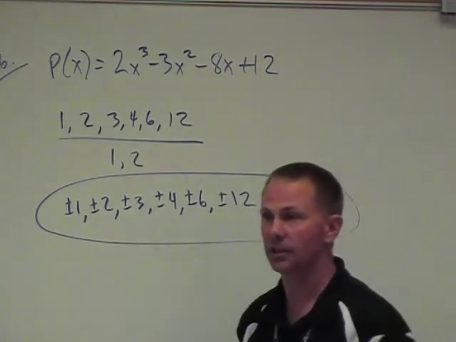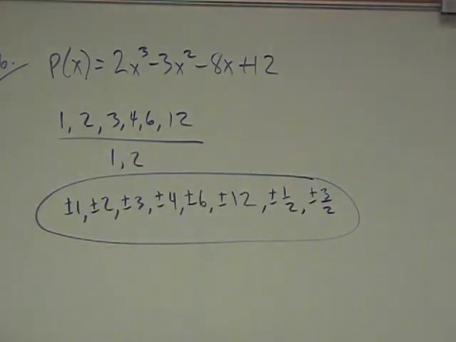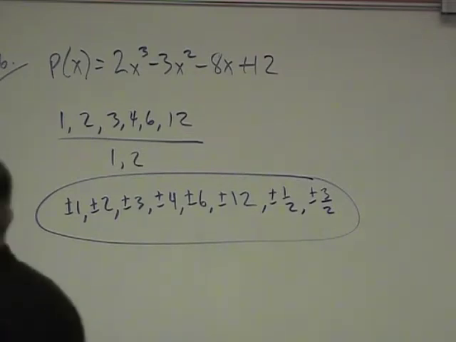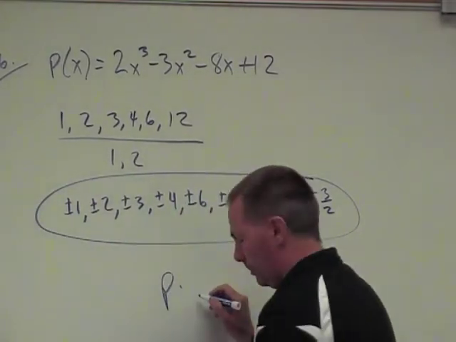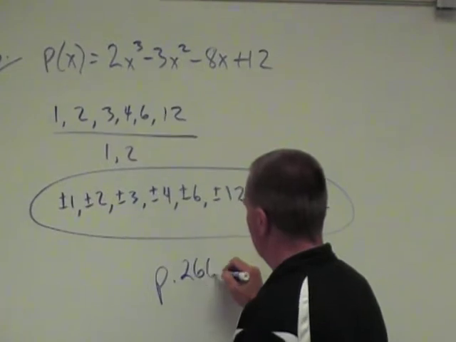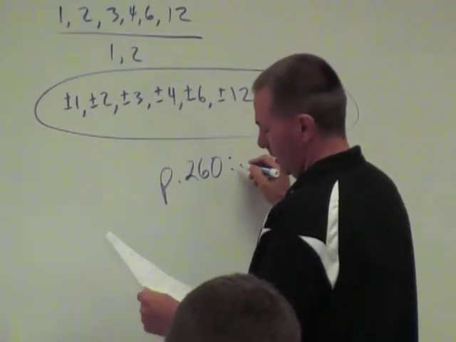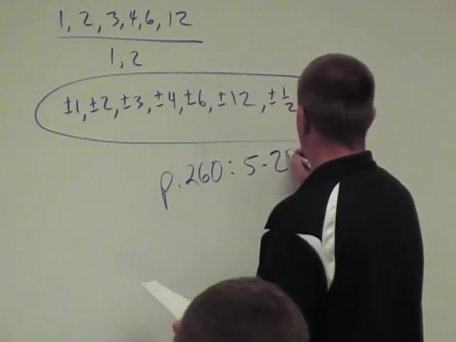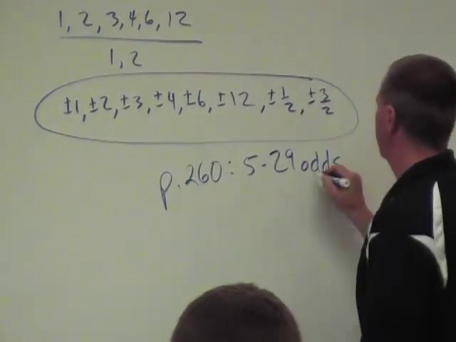That's an awful lot to check. Right? Okay, so page 260 for tonight. This is all you're really having to do. 5 to 29 odds. Okay.